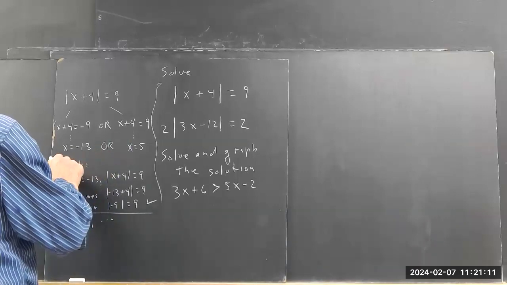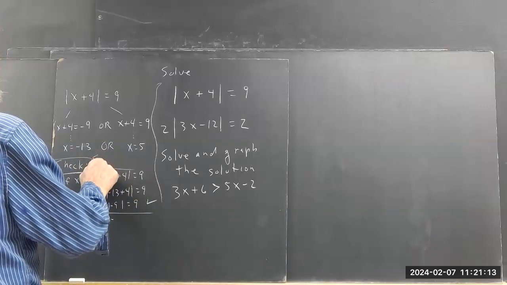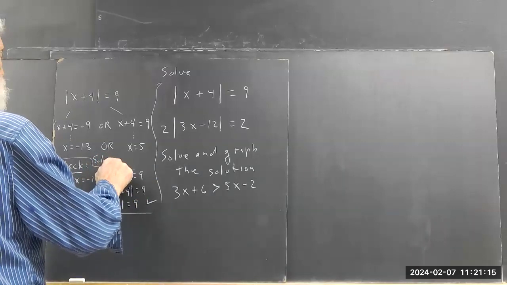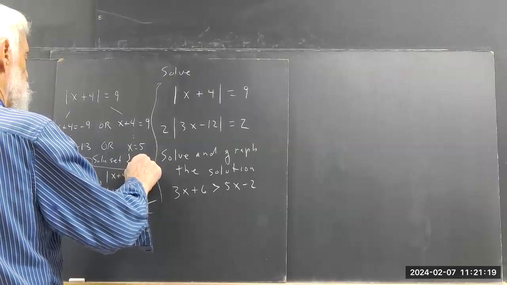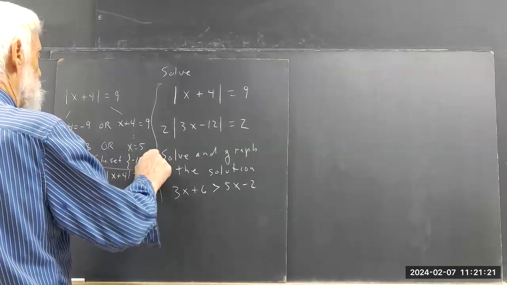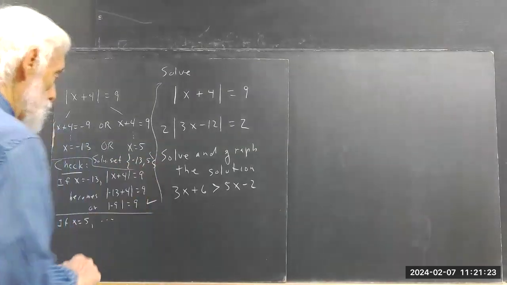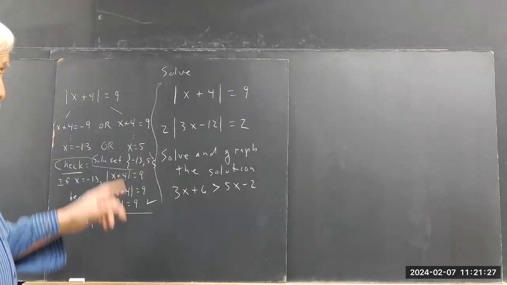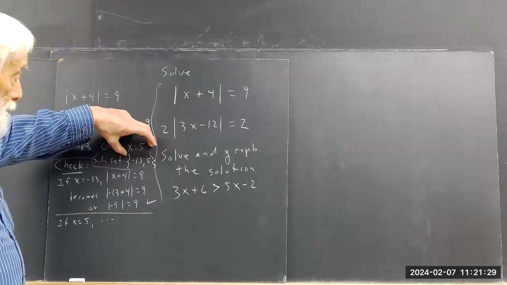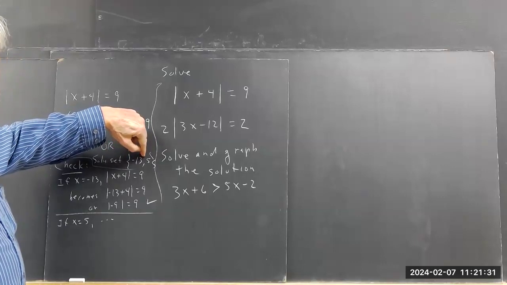And then we say, actually, I should have set it up here. So often you want to express the solution set, which is a set of numbers, -13 and 5, okay? So right there, this set of set brackets contains all of your solutions, okay?